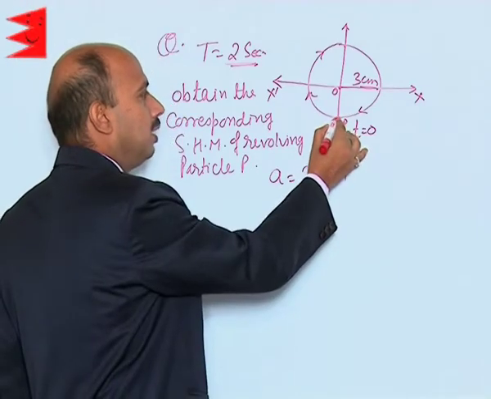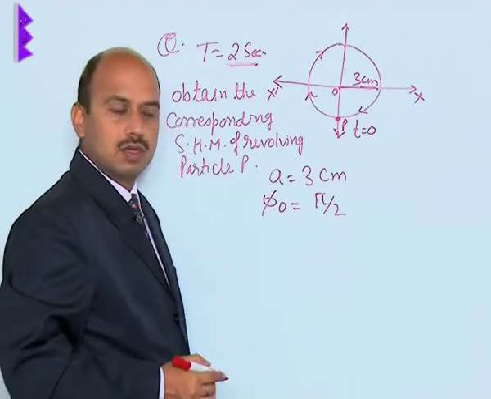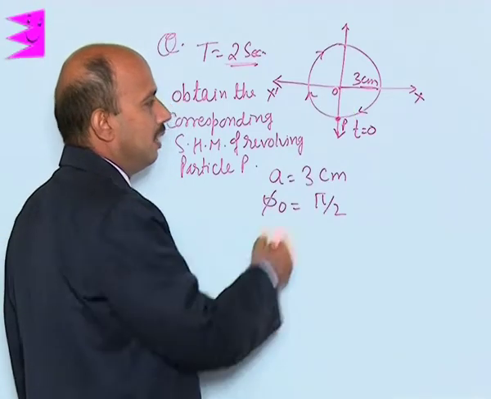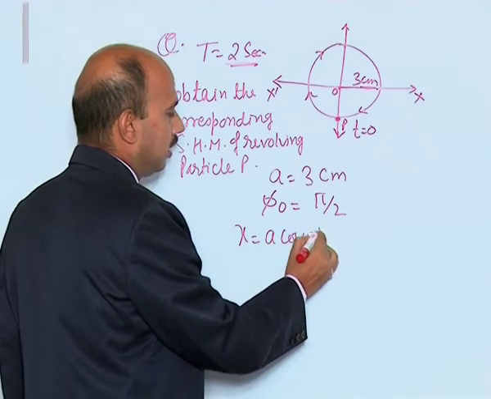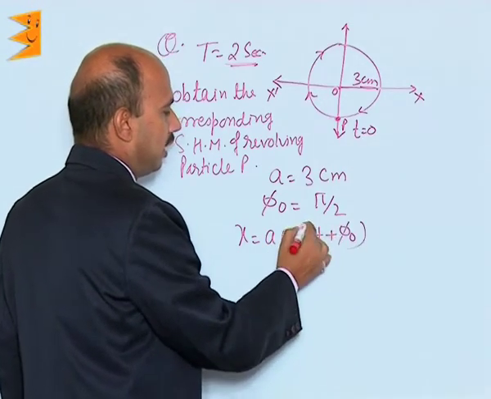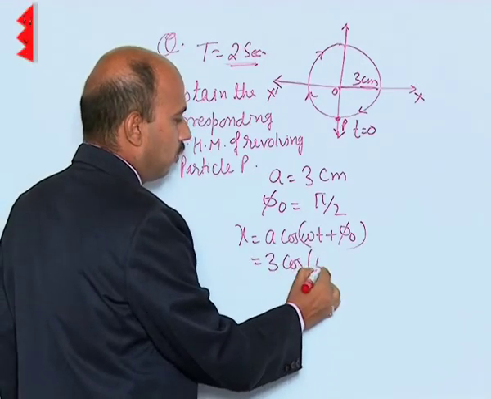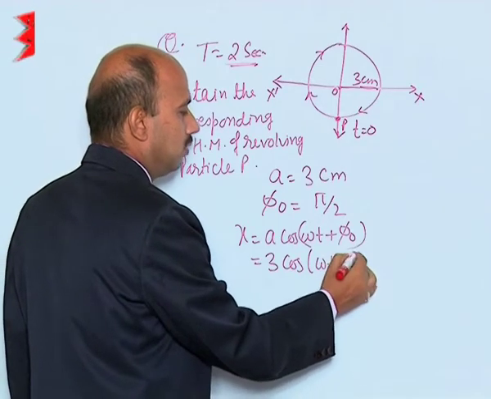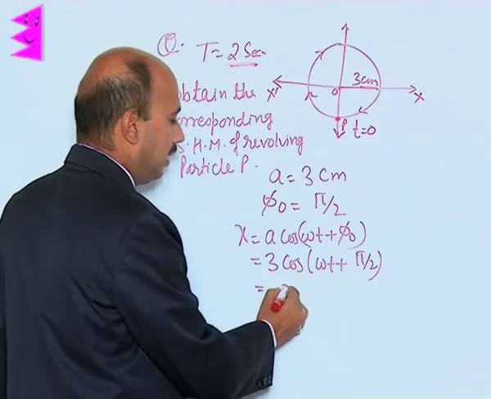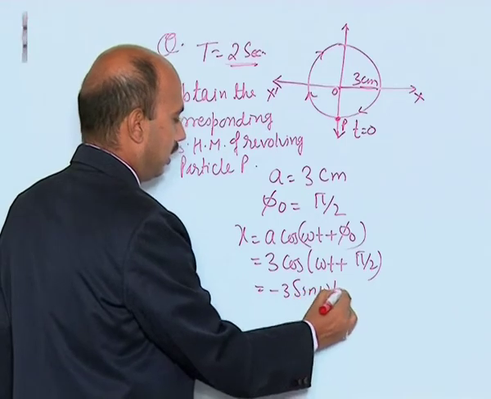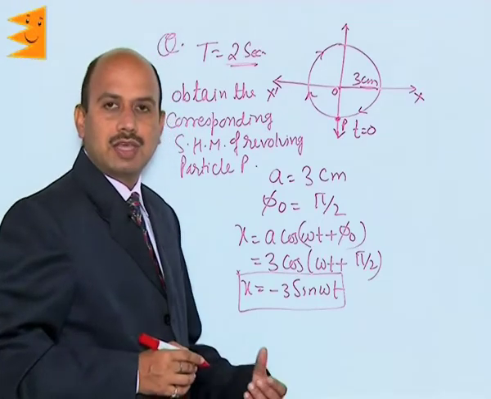Initially the particle is over here, so we can write phi naught is equal to pi upon 2. If you take its x component at any time, if it is moving in a clockwise direction, it will become x is equal to A cos(omega t plus phi naught), where phi naught is the initial phase. So, we can write x is equal to 3 cos(omega t plus pi upon 2), and that we can write as minus 3 sin omega t. This is the displacement, or you can say the projection of the particle on the x axis.